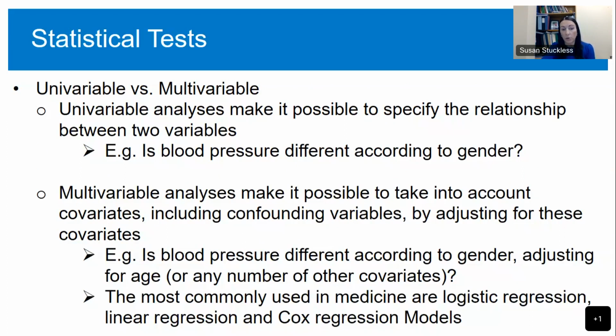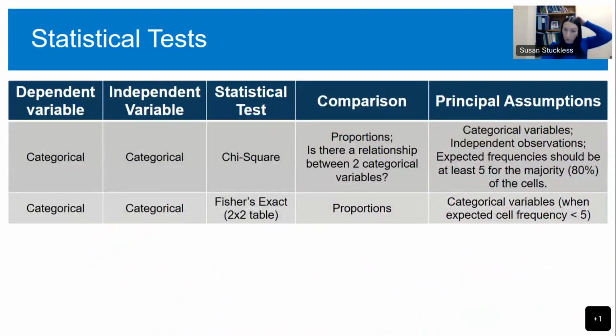So the question could then be, is blood pressure different according to gender, adjusting for age and any other weight, height, those type of things, or any other number of covariates. The most commonly used in the field that I've been working with within medicine are logistic regression, linear regression, and Cox regression models for your multivariable. So this is quick. I have a few little tables here to look at what your dependent and independent variables, what the statistical test would be, and basically what it is you're comparing within that.